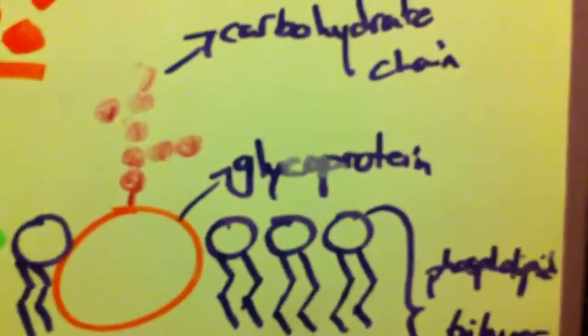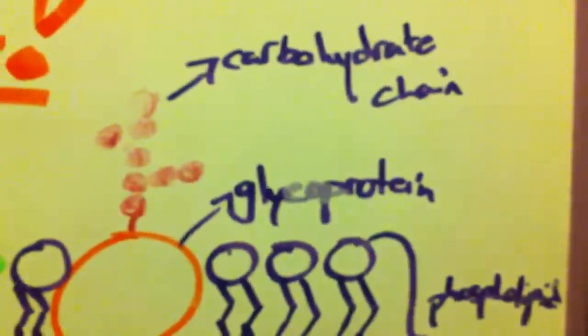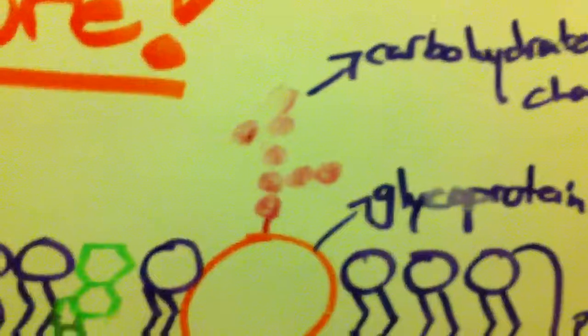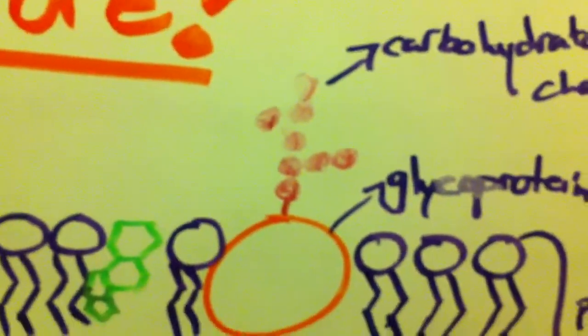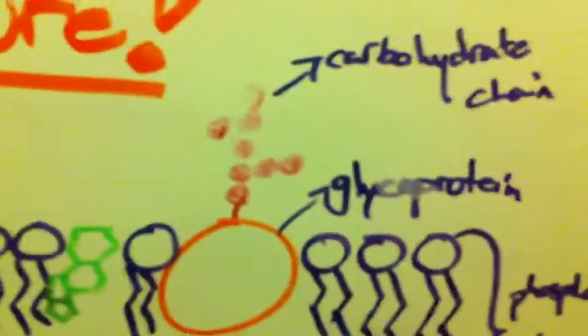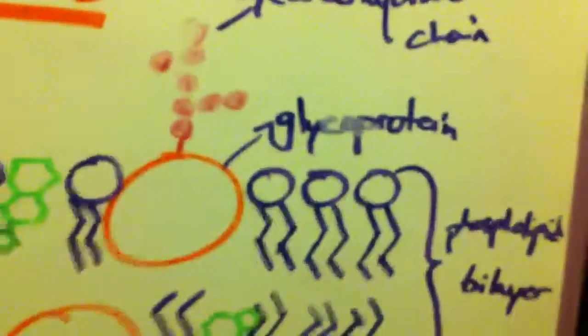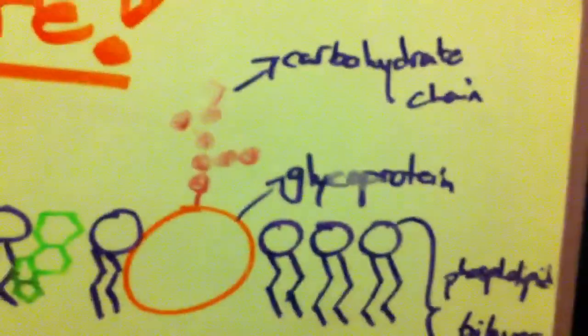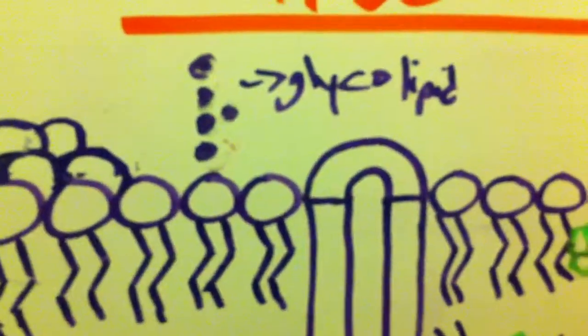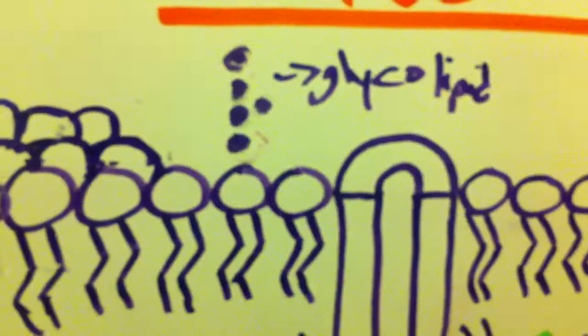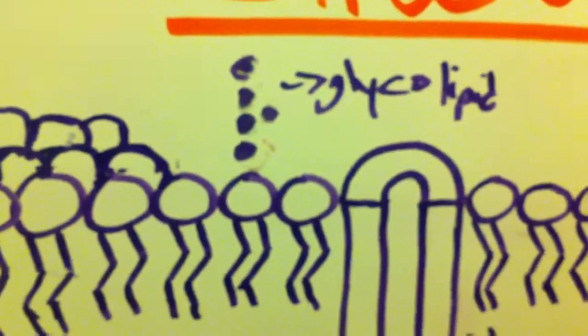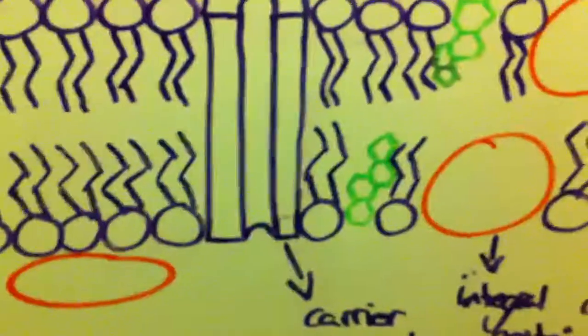There are also glycoproteins, which have attached carbohydrate chains and act as cell recognition proteins that basically grab things that need to come into the cell and are like, hey, you can dock here. Woo! And glycolipids attach to the phospholipids and do similar things.